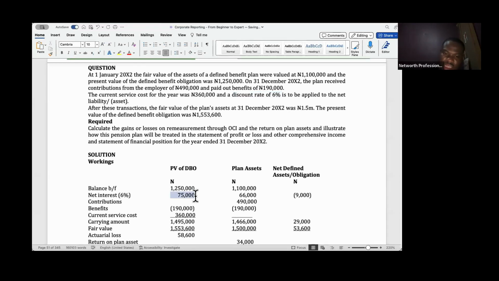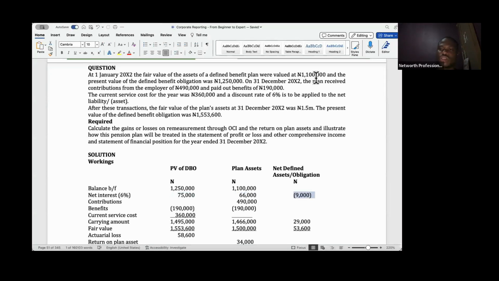This is like a net interest. This is like a finance cost. The one relating to the asset is like a finance income. So cost is higher than the income. So that's like a net cost. Okay, so I'm done with that first one.